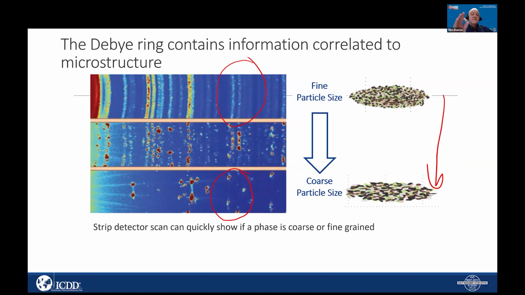And so if my diffractometer is collecting the data, and I only have a few diffraction spots, my particle statistics are not good, which means my intensities will be errant compared to what we should see in a random powder.